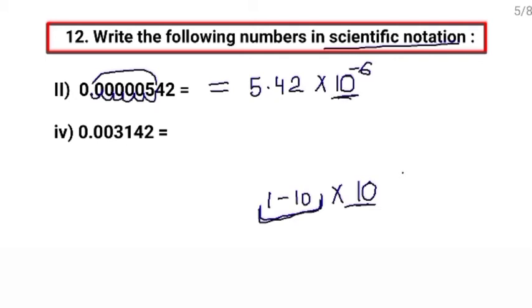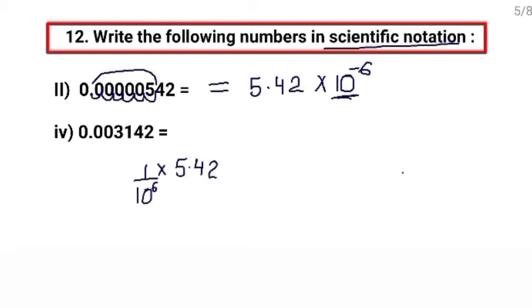Minus 6 means what? This is in denominator, 10 raised to the power 6. It means then we will multiply this 5.42 by 1 upon 10 raised to the power 6. We will get this answer. Both are equal. Let's check it once.